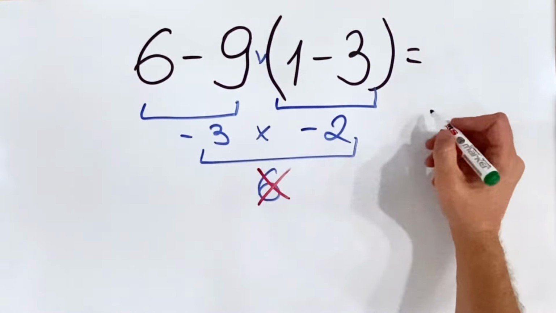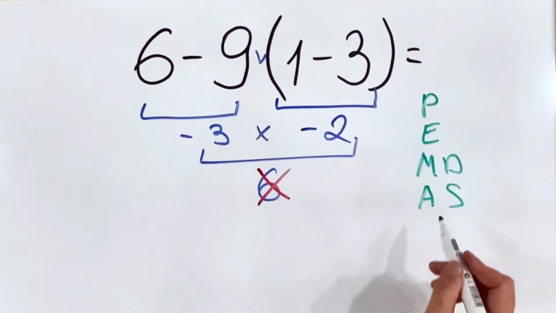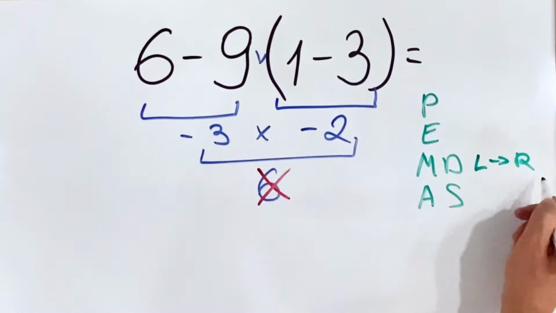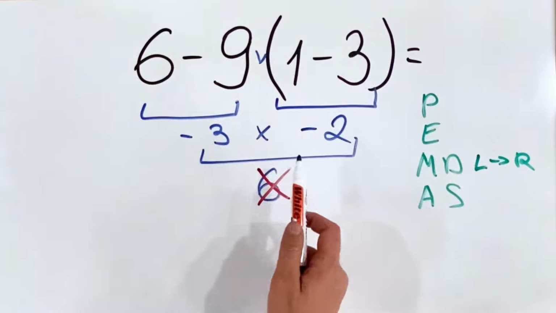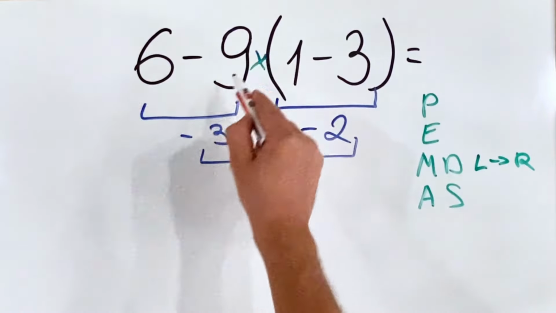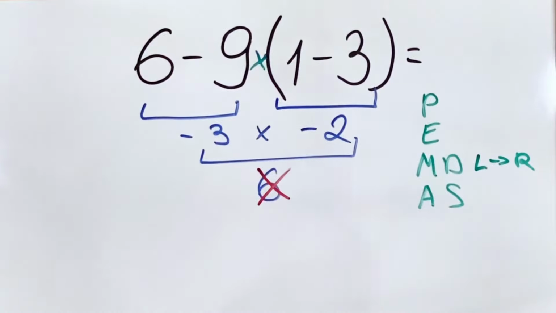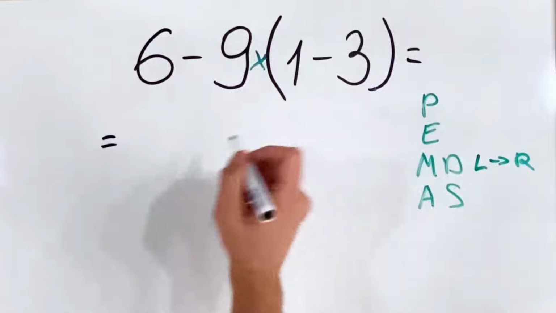Because according to order of operation, which is PEMDAS, where P stands for parentheses, E for exponents, multiplication and division, which needs to be done from left to right, and addition and subtraction. In our case, we have parentheses and we have a multiplication sign, which needs to be done before we need to do the subtraction. Therefore, what we'll do, we'll start by doing what's inside the parentheses.